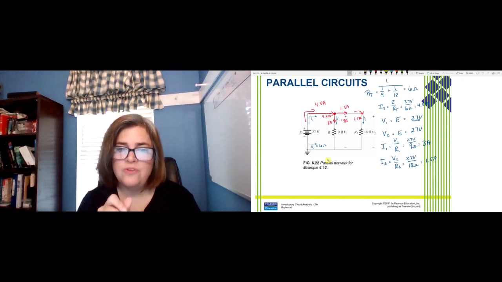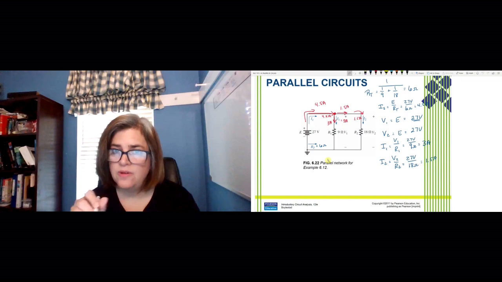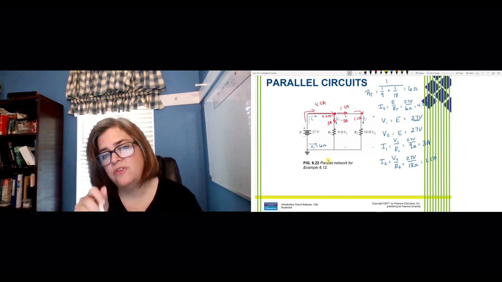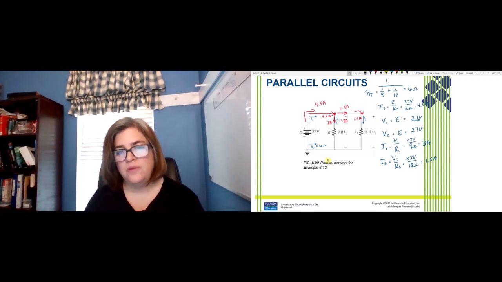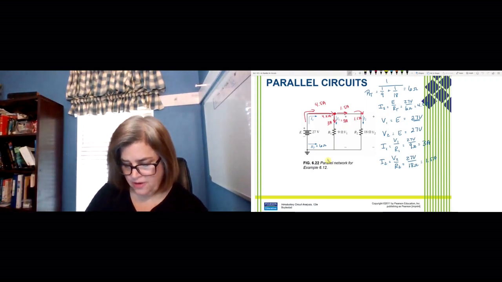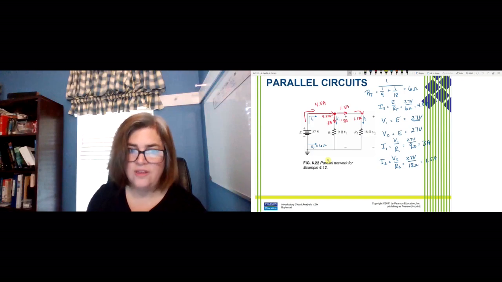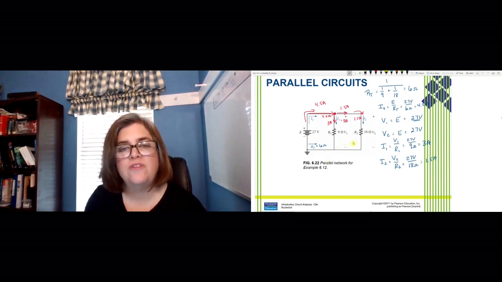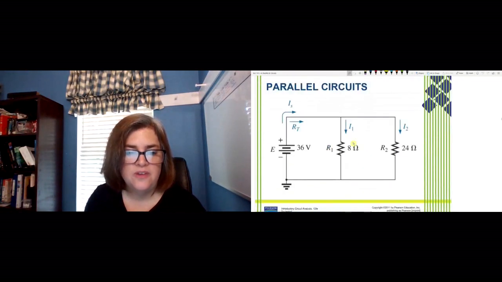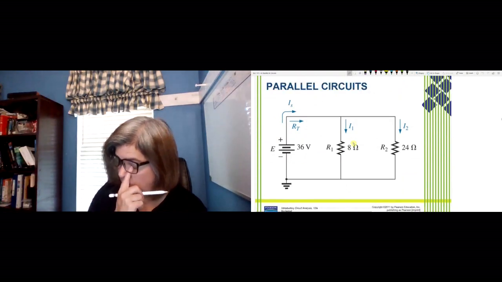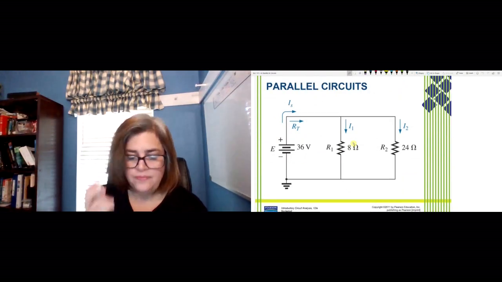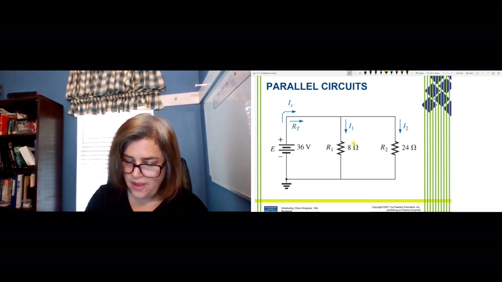Notice too, the 9 ohm resistor is about half the value of the 18 ohm resistor, right? And yet we see twice the current through R1 that we do through R2. That's going to be a really important thing to think about as we go through the rest of this chapter. So let's look at another example here, very similar to what we just did. I'm just going to work through it the same way.